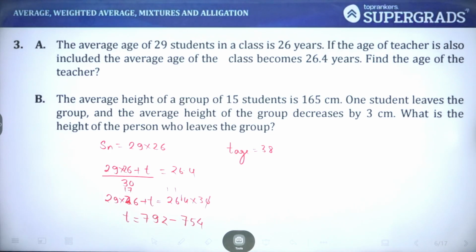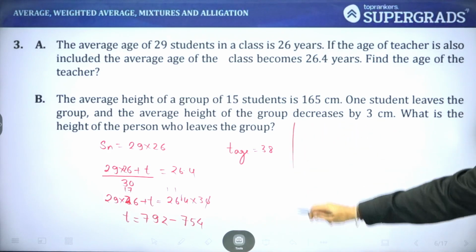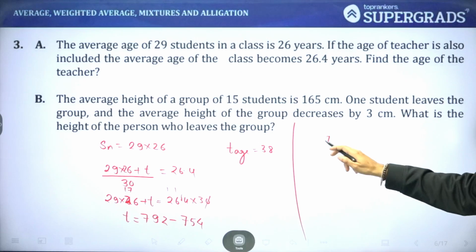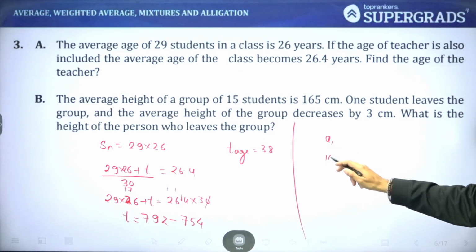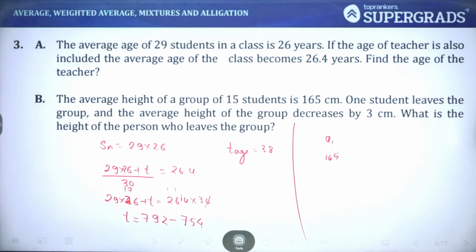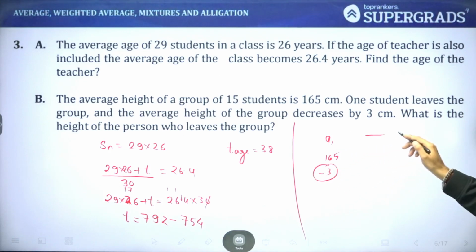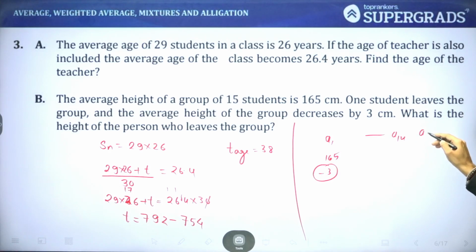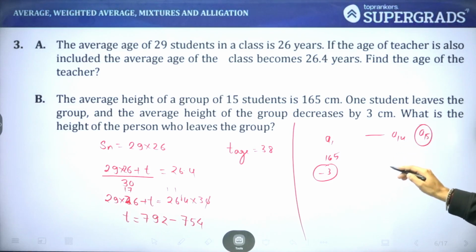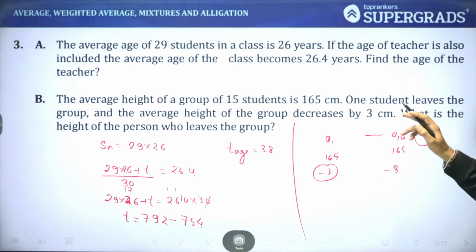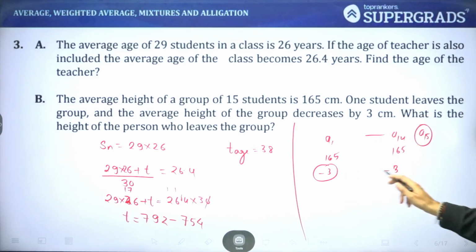The average height of a group of 15 students is 165. So we are not going by the formula. We are assuming that every student has got 165 centimeters. One student leaves the group and the average decreases by 3. So everyone decreases by 3. So how many students will be left? There were 15 students. If one left, there are 14 students. And how much will the average decrease? The average decreases by 3. It means each term will decrease by 3.